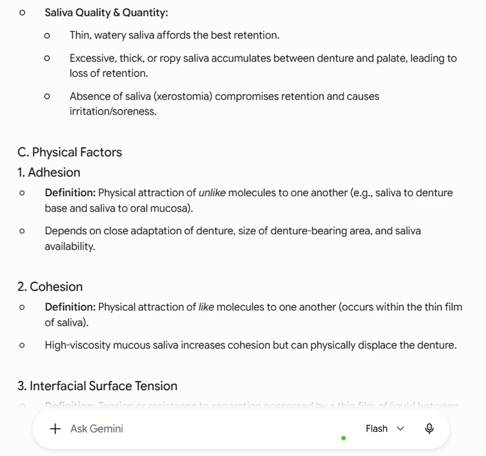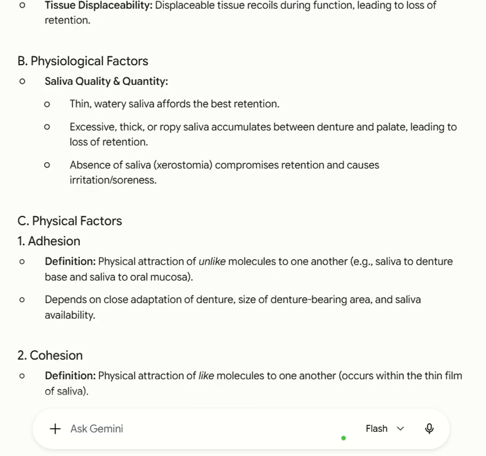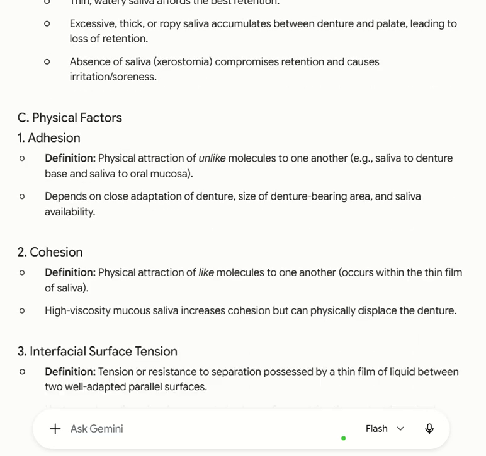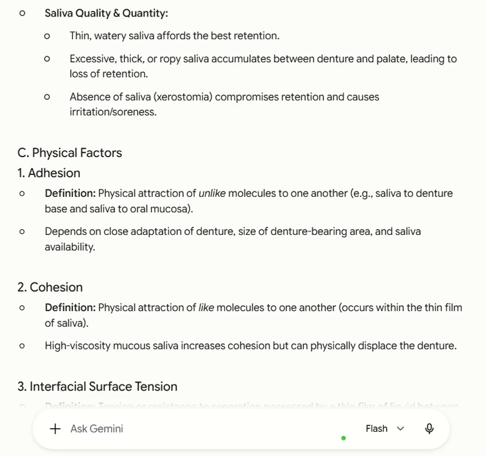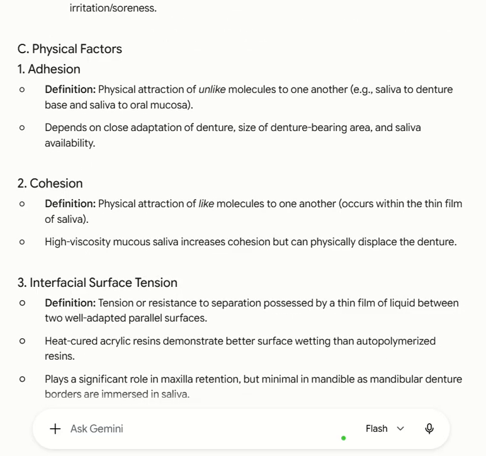Definition. Physical attraction of unlike molecules to one another, e.g., saliva to denture base and saliva to oral mucosa. Depends on close adaptation of denture, size of denture bearing area, and saliva availability. 5. Cohesion. Definition. Physical attraction of like molecules to one another occurs within the thin film of saliva. High viscosity mucous saliva increases cohesion but can physically displace the denture.